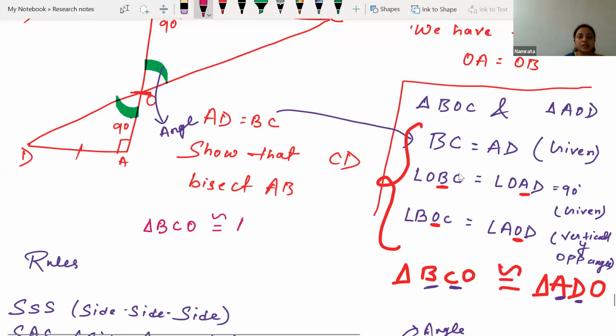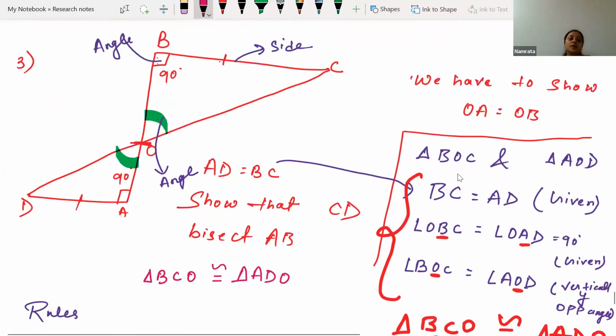Everyone? Yes, ma'am. So I am saying triangle BCO is congruent to triangle ADO. Angle B is 90 degrees in this triangle. Angle C, this angle, if suppose this is X, then angle D over here will be X only, because these two are corresponding angles of two congruent triangles. Angle O over there is equal to angle O over here. That we already know, it's a vertically opposite angle.